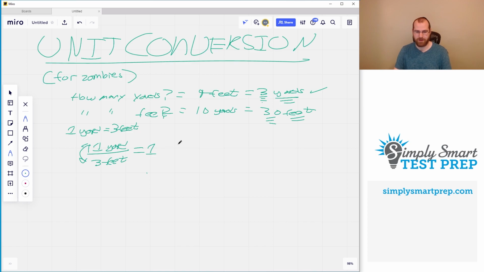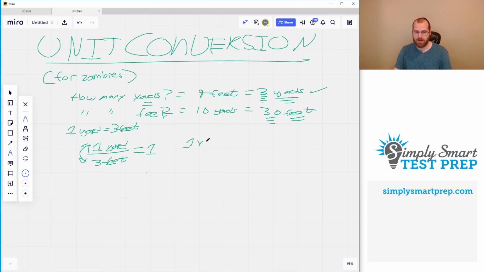Now, the tricky part in unit conversion is deciding whether you want 1 yard over 3 feet or 3 feet over 1 yard. And the very easy way, and this is going to be super important later on, is whatever unit is in the answer, you're going to want to put that on top. So in this case, how many yards? We're looking for yards in 9 feet. So I'm going to use the form of this proportion that has yards on the top.